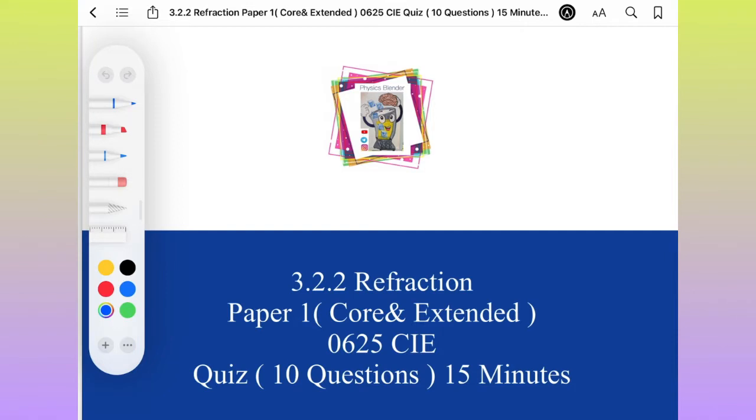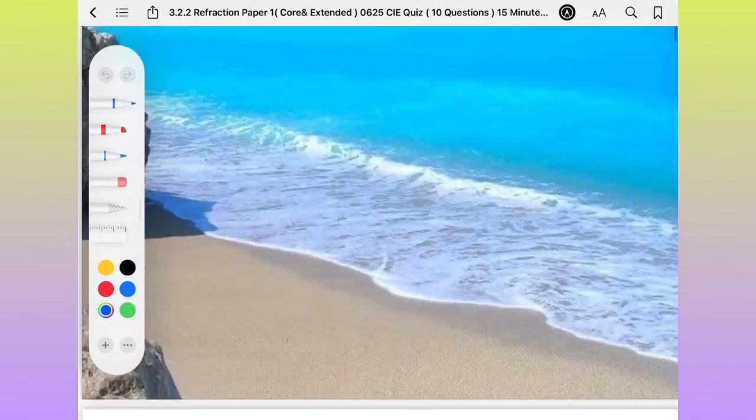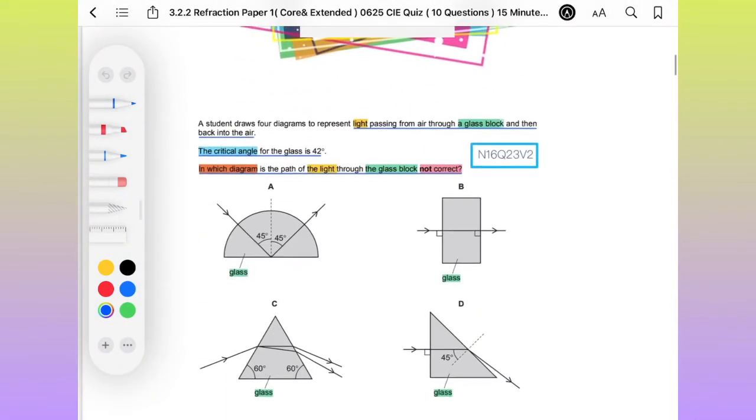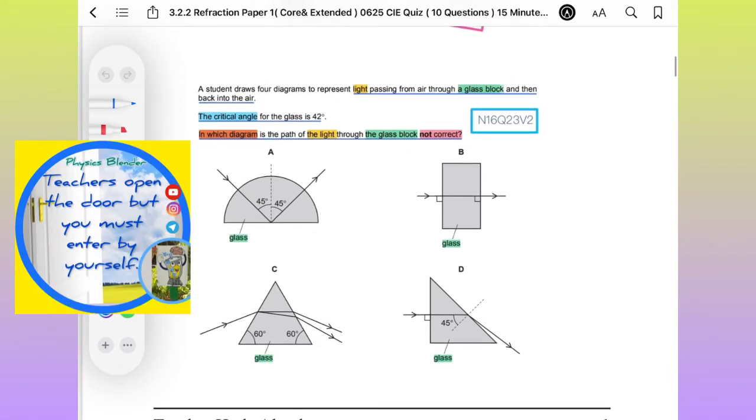You have a quiz about refraction of light, paper 1 for core and extended. Before I start, some questions are repeated in your classwork and homework, so I will check the most confusing, challenging questions. Okay, question number 1. Yes, let's check this one.